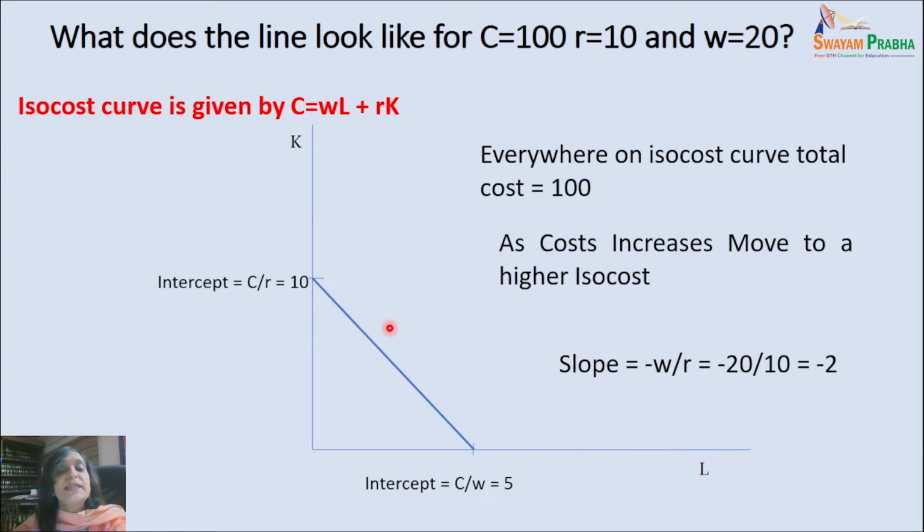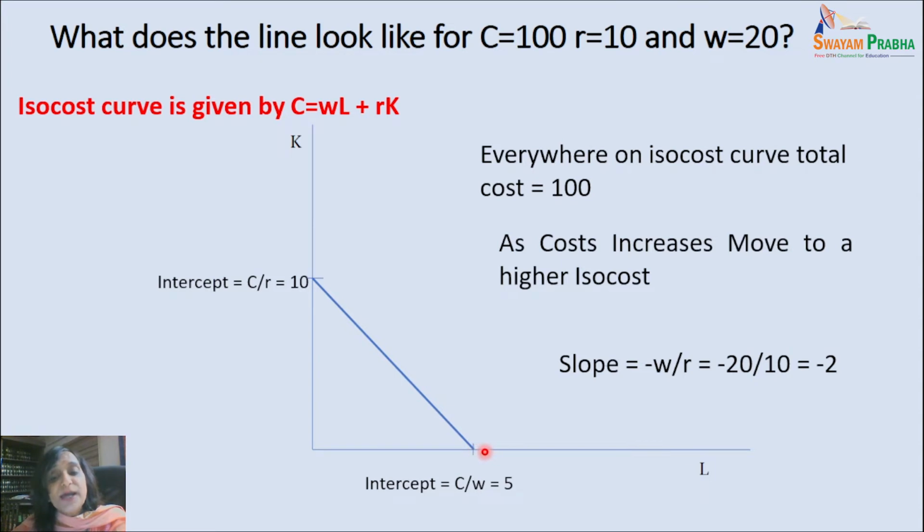This isocost line will shift upward if your cost, from 100, let us say your cost now becomes 200. This means your cost line will shift outside. If your cost reduces, the cost line will shift inside. Also, if there is a change in the price of any one factor input, let us say the price of labor changes, and the price of capital remains constant, then there will be a shift in which axis?